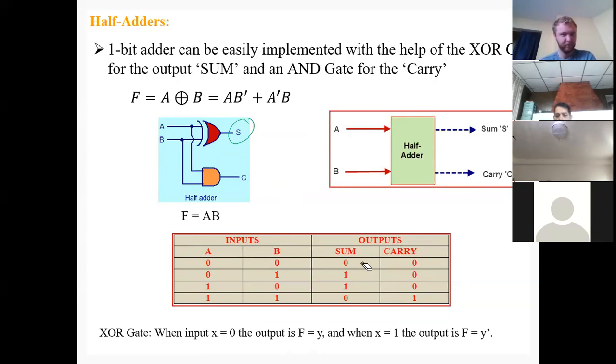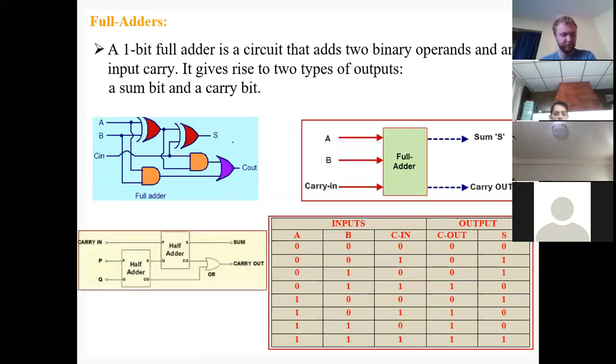Okay. Now this is the half adder. Now let's go to the full adder. So the full adder, obviously, has two half adders. This is one half adder. This is another half adder.